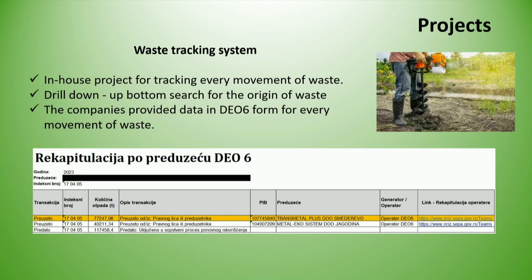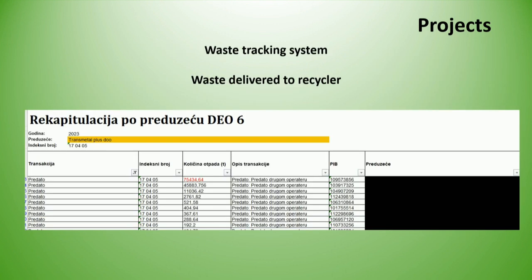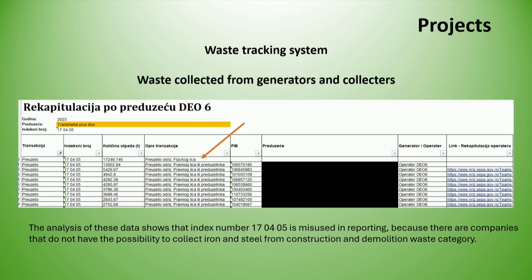The other waste tracking system is an in-house project. It is done, so we can track waste in the past. So, for example, this green, this black, I don't want to show the name of the company, received the waste of these two companies, and when you click on this, you can see they received the waste from this one, and you can look backward, tracking waste to the generator.